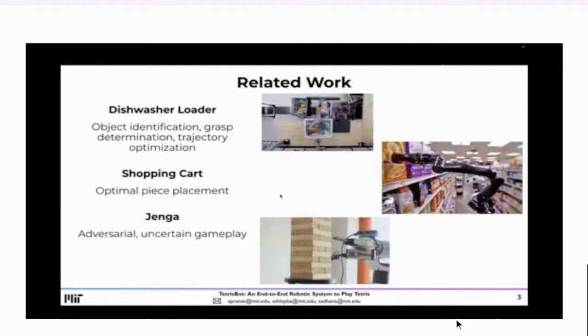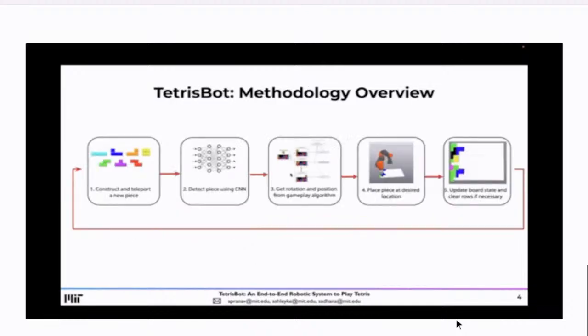As we've seen in this class, there is a wide range of projects being explored in the space of robotic manipulation. So we just wanted to highlight some that we felt also touched on some similar aspects as TetrisBot did. As we learned in class, we learned about the dishwasher loader robot, which had those aspects of object identification, grasp determination, and trajectory optimization. In the shopping cart example, along with the localization, there was also this aspect of optimal piece placement, which is very important in Tetris. And finally, looking at more of the gameplay side, you have Jenga with that adversarial, uncertain gameplay, which is a very important part of Tetris as well.